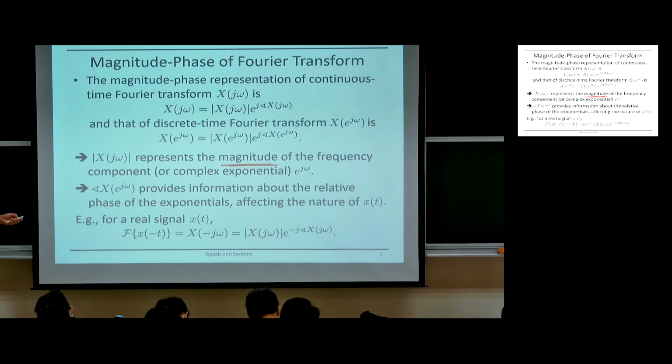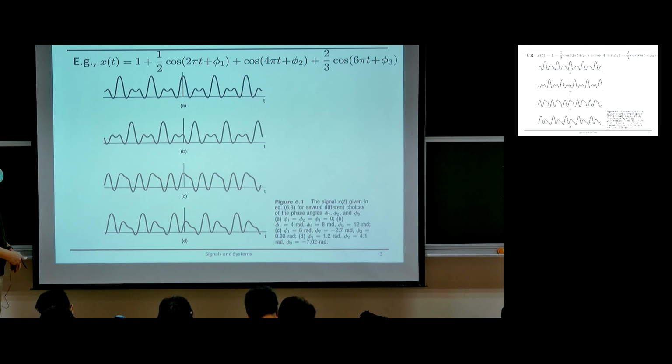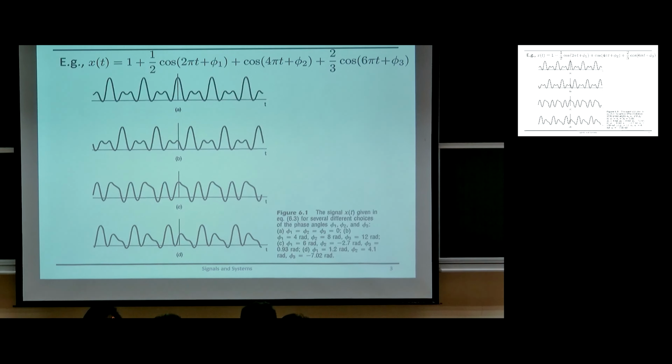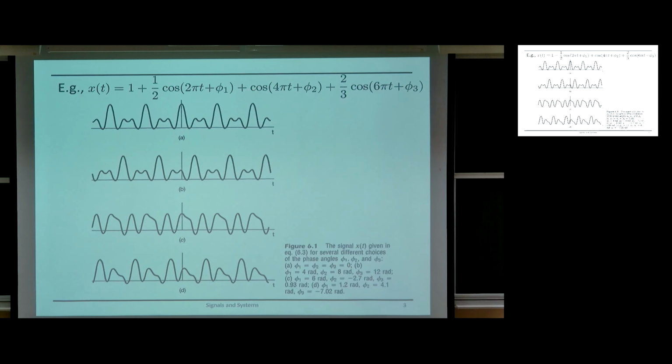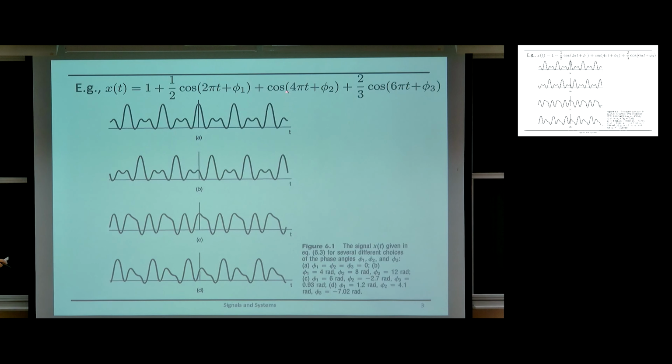So this next slide gives you a few examples. Here you add these three sinusoids: cosine 2 pi t, cosine 4 pi t, and cosine 6 pi t. You can look at what they look like when you take different values of phi 1, phi 2, and phi 3. In the top curve, you're adding these three sinusoids with the phase of phi 1 equal to phi 2 equal to phi 3 equal to 0.